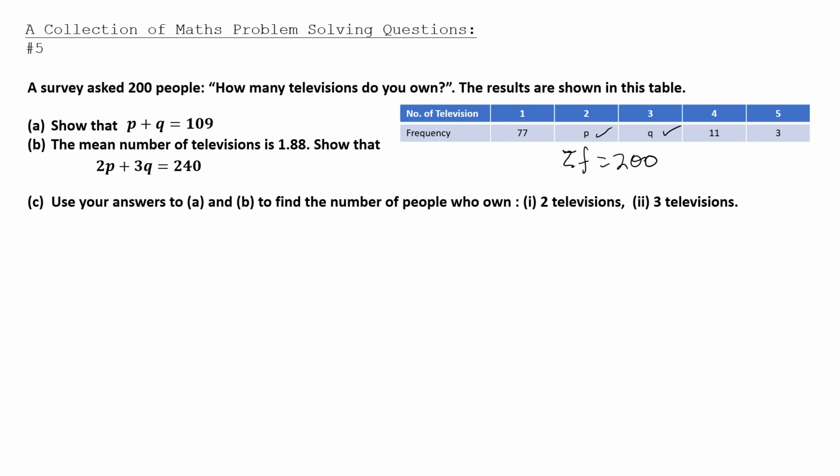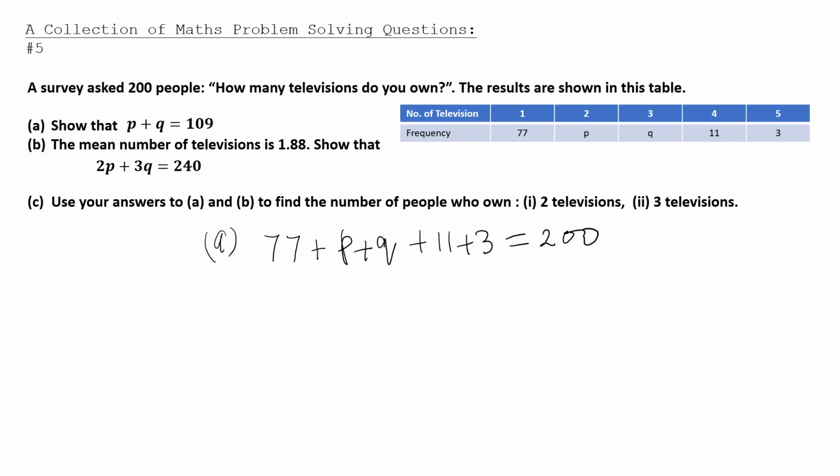So let's start with it. I'm going to erase this bit. Okay, so the first thing I have to do is the A part, which is telling me P plus Q is 109. As I said, the sum of the frequency is 200 because 200 people have been asked the question. So we do 77 plus P plus Q plus 11 plus 3 should equal 200.